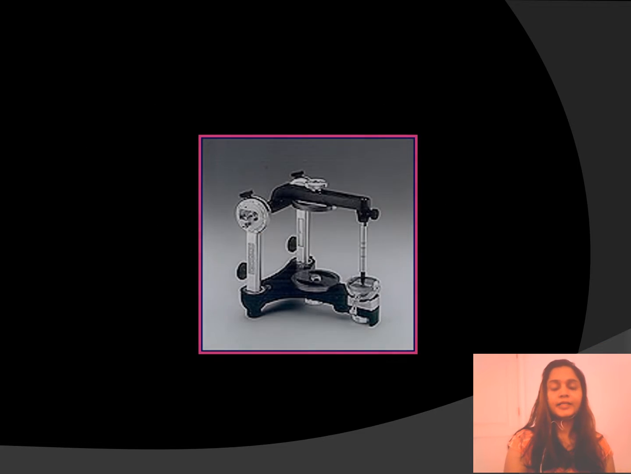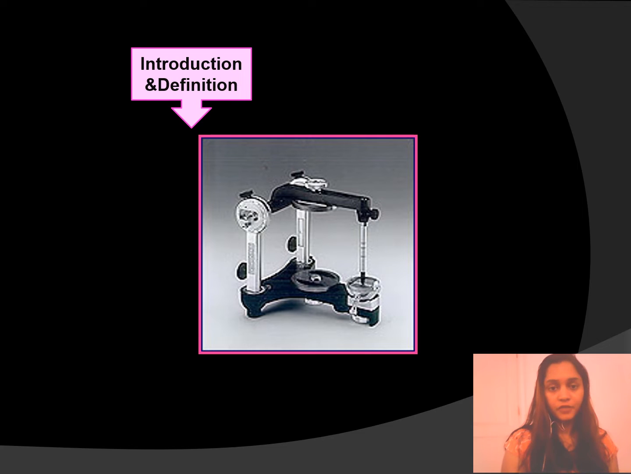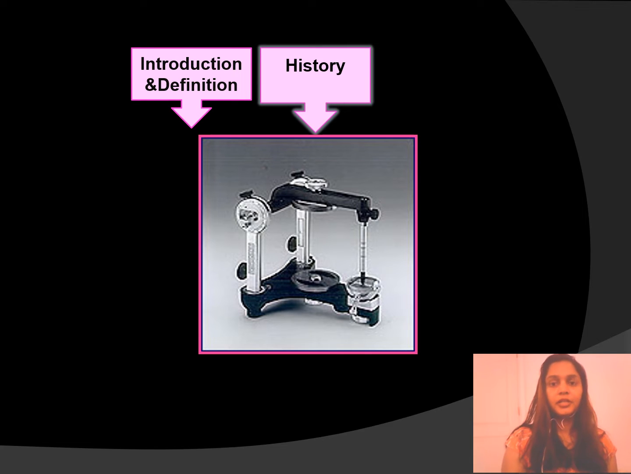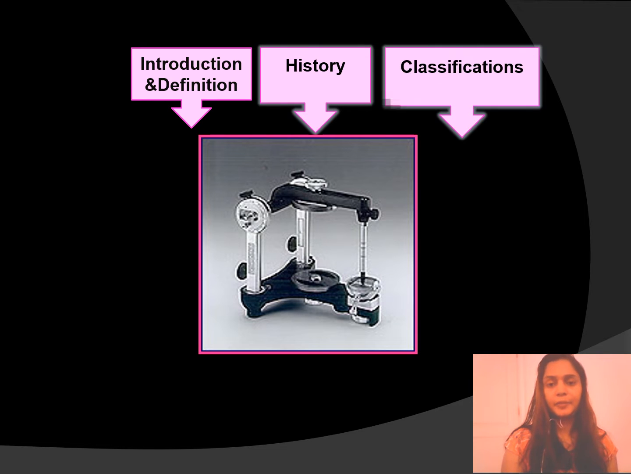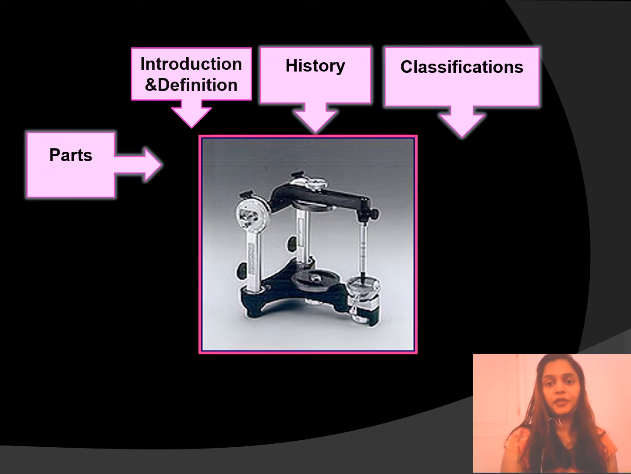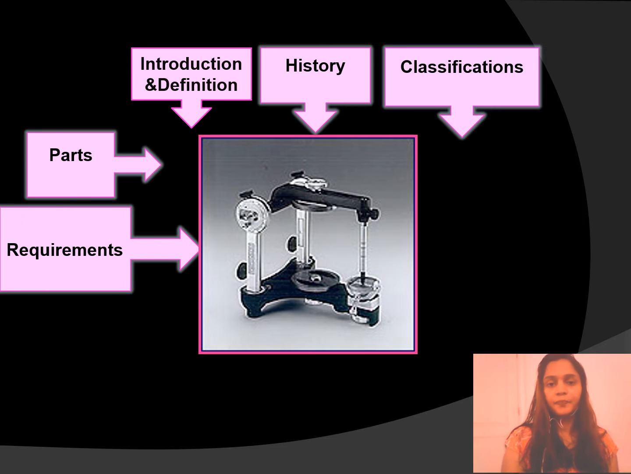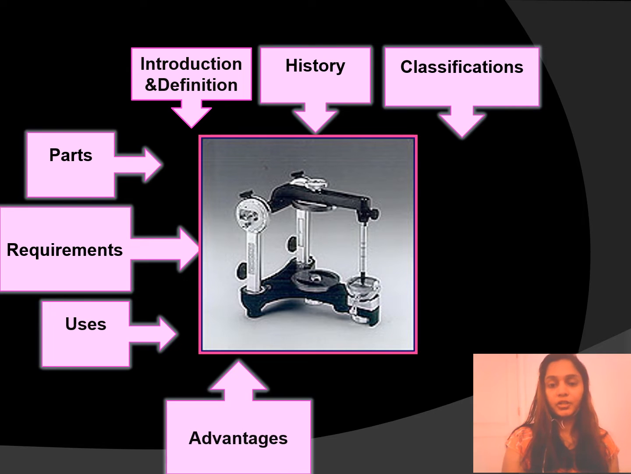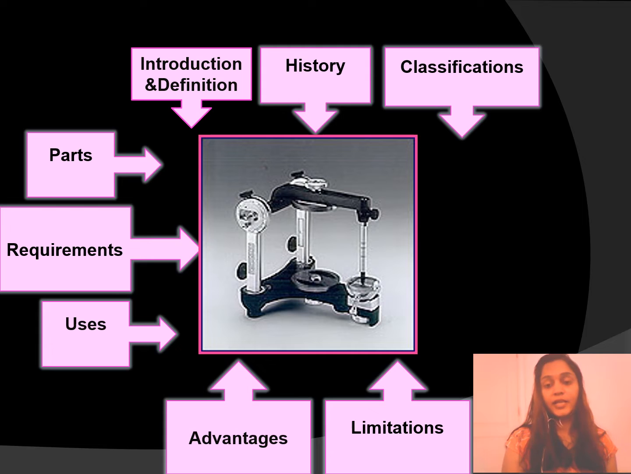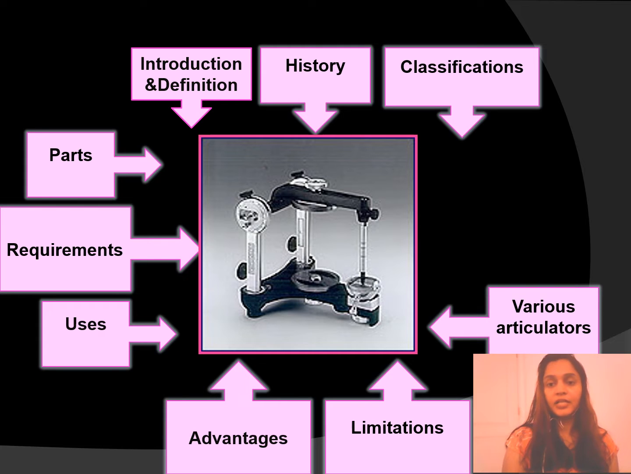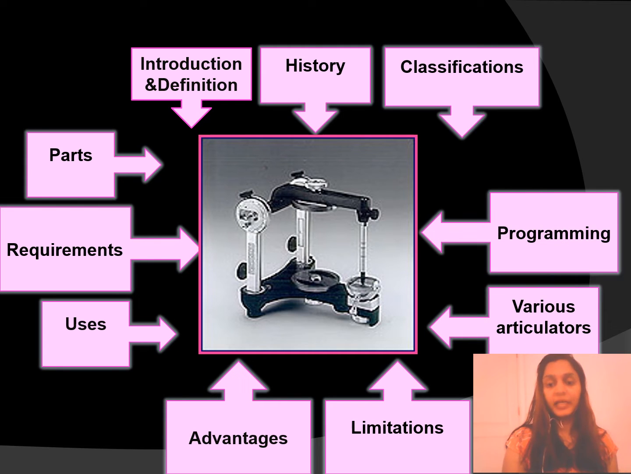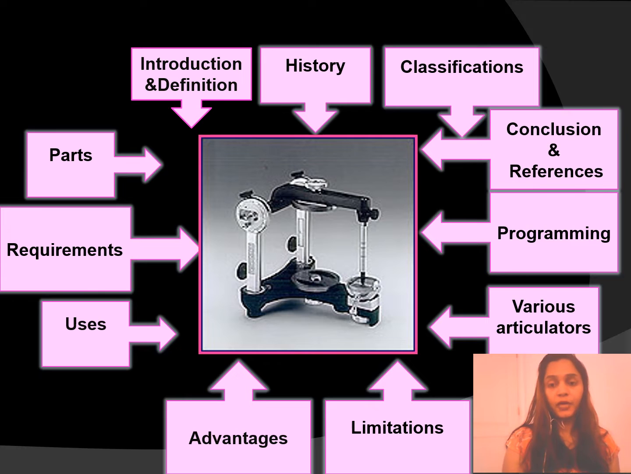Now, let us see the contents that you have to include in your articulator topic. First of all, introduction and definition, history and evolution of articulators, which has been asked in one of the university papers, classification of articulators, the parts, the requirements of articulator, uses, advantages as well as limitations of articulators, some of the popular articulators in detail, and about programming of articulator, and finally conclusion and references.